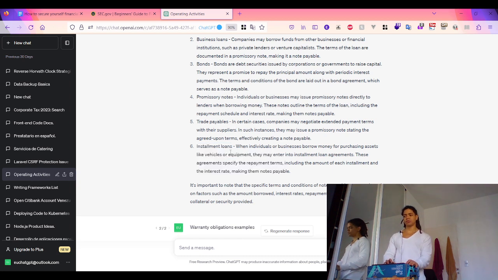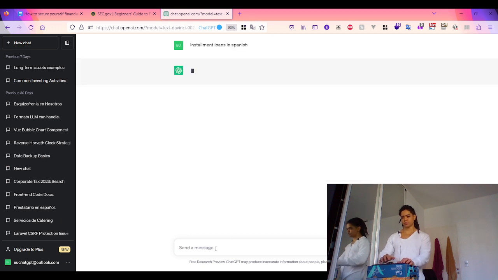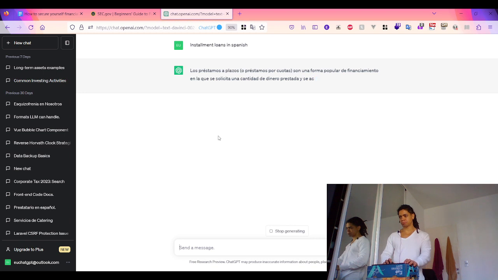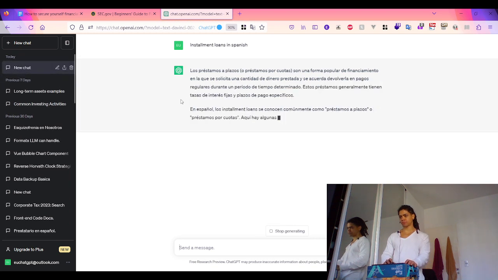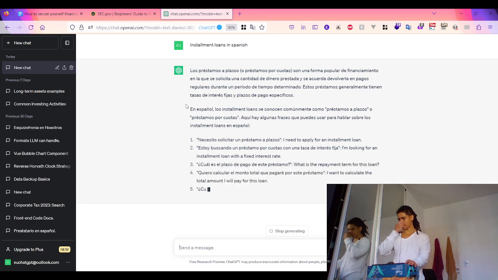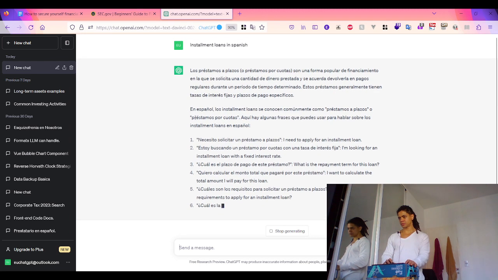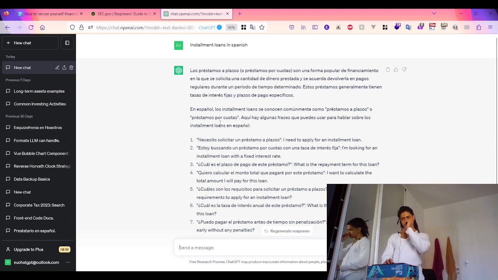Installment loans, préstamos a plazos. Installment loans in Spanish. Yeah, but all of these are based on this. Préstamos a plazo, préstamos por cuota.